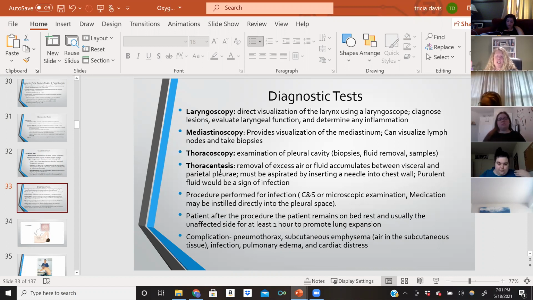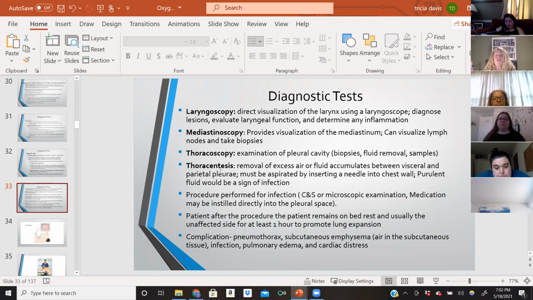Procedures performed for infections. So we would want to do a culture and sensitivity or a microscopic examination. So we can take those fluids out. And like we said, if they're purulent, that would be a sign of infection. Sometimes if there's an infection in there, when they're taking fluid out, they can instill medication into that pleural space that will help fight off an infection. Usually after the procedure, the patient remains on bed rest and usually on the unaffected side for at least an hour because we want to be able to promote lung expansion. They usually do an x-ray after they do this to make sure that they haven't punctured the lung.